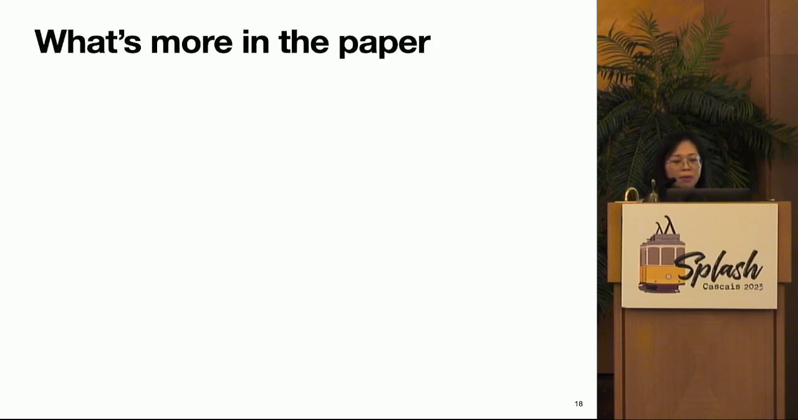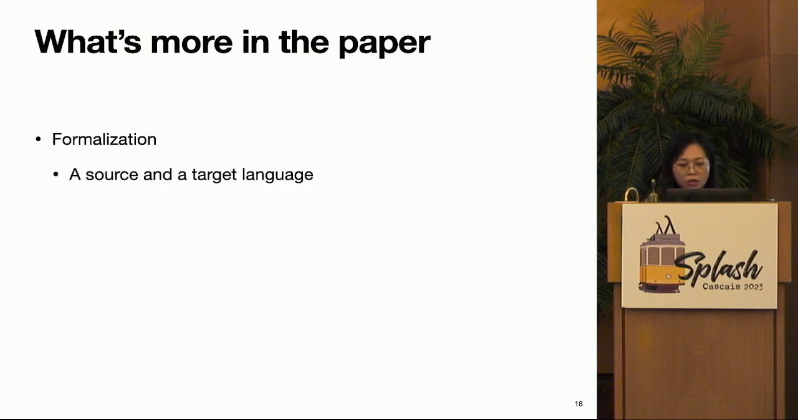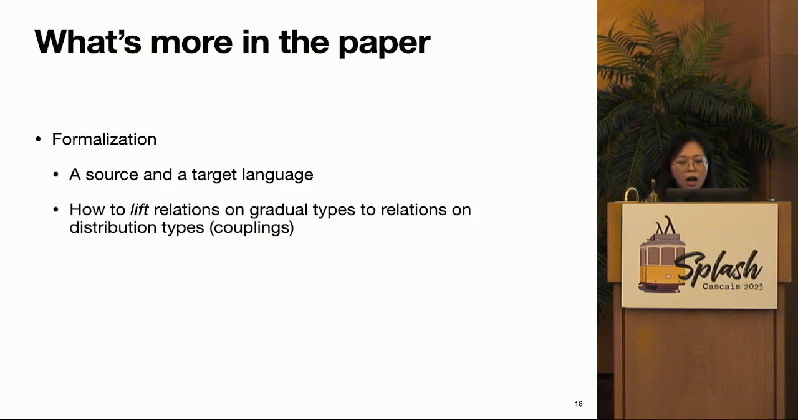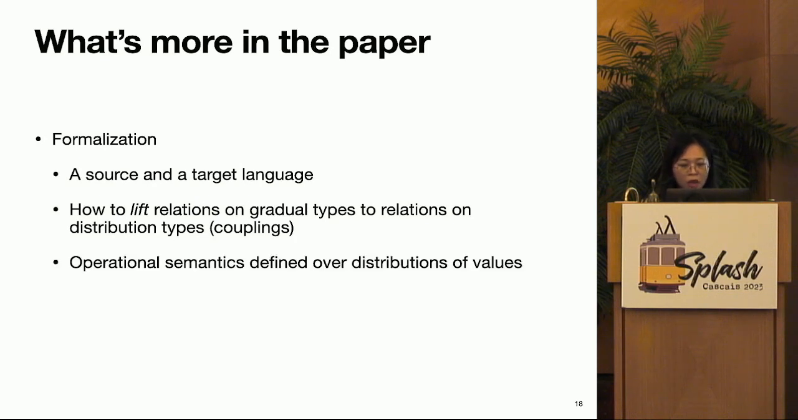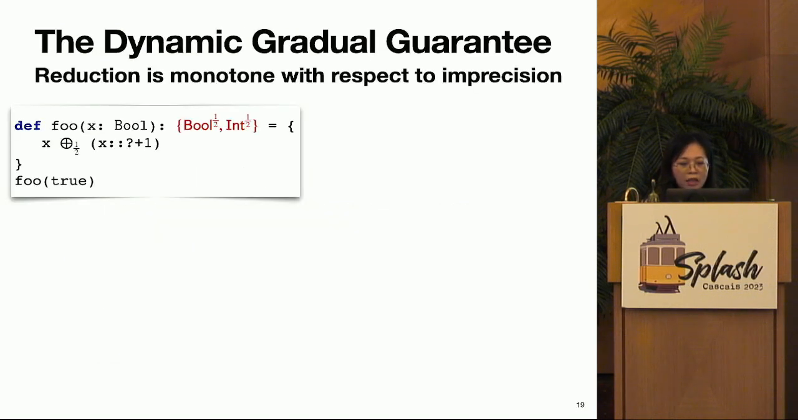And what's more, in the paper, we have a formalization of this language. We define a source and a target language. We show how to lift relations on gradual types to relations on distribution types using couplings. We also show operational semantics, defined over distributions of values, and we show some properties such as type safety and the gradual guarantee. The gradual guarantee is the most complicated property to establish.